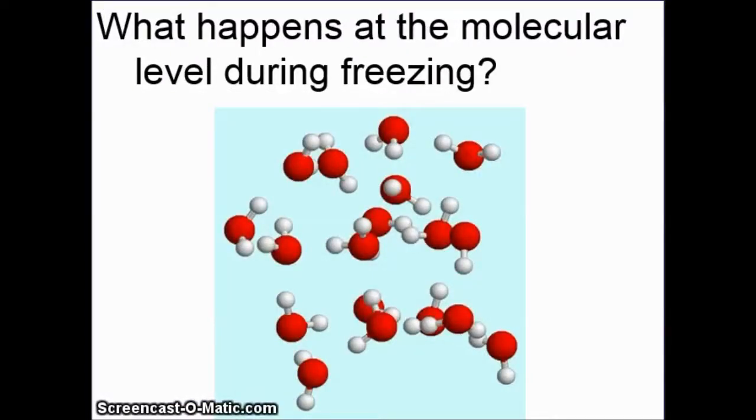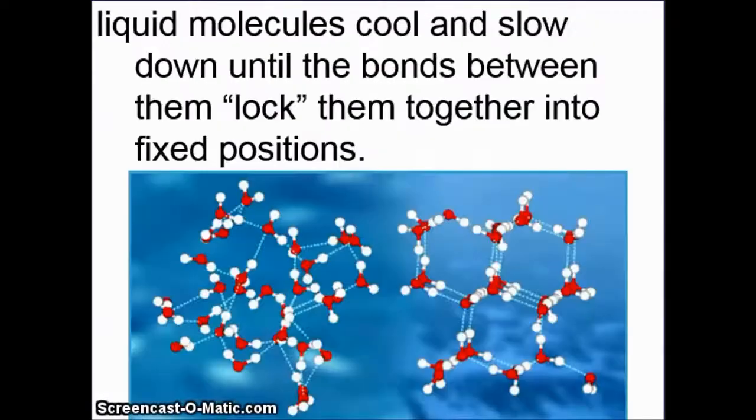So on the other hand, what happens at the molecular level during freezing? Why does something freeze and become a solid? We have liquid molecules that cool and slow down until their bonds between them lock them together into fixed positions. So you have this liquid, and you can see these bonds here, these dotted lines, the intermolecular bonds are forming, and the slower the liquid moves, the more that these bonds can form, and you have the molecules getting locked into these positions, and that's what's going to form the solids.